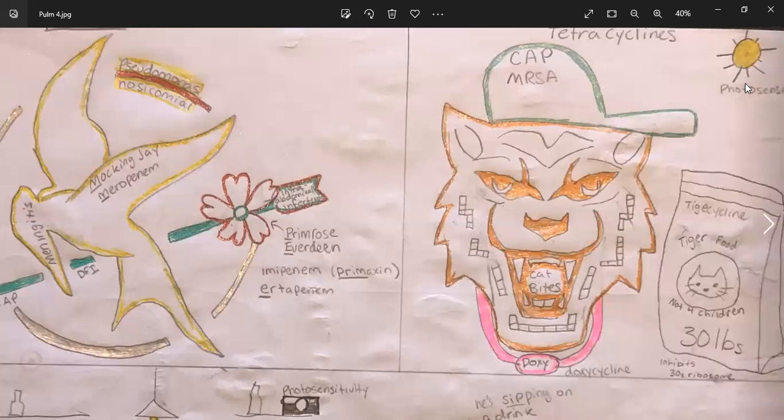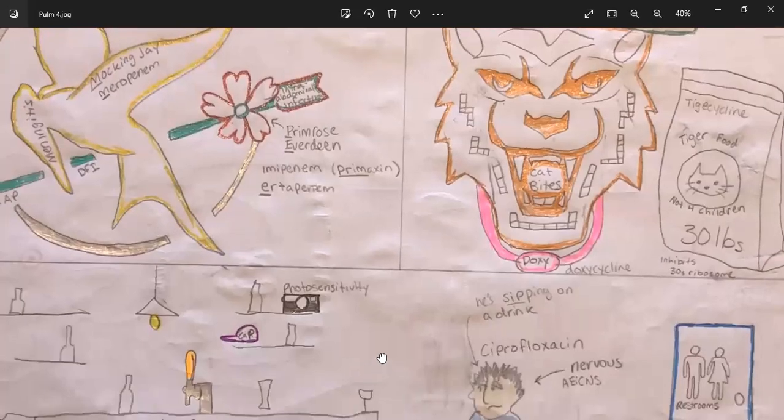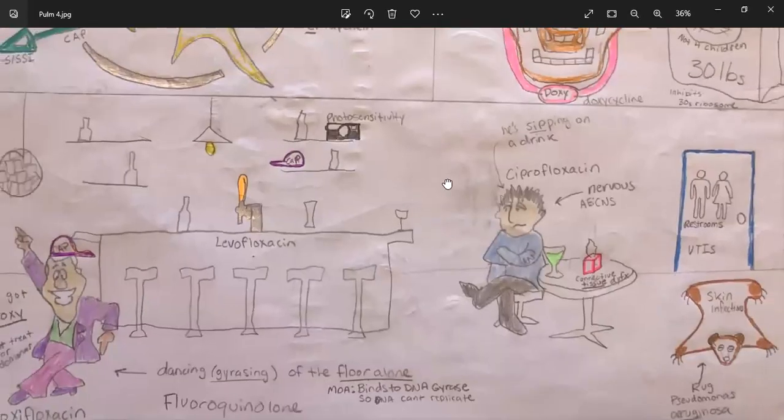Tigecycline is an IV drug. I remember that by looking at how sharp these teeth are, like IV sharps. So tigecycline would be more of your inpatient community-acquired pneumonia treatment. Like I said, I'm going to skip carbapenems. We'll come back to that later.